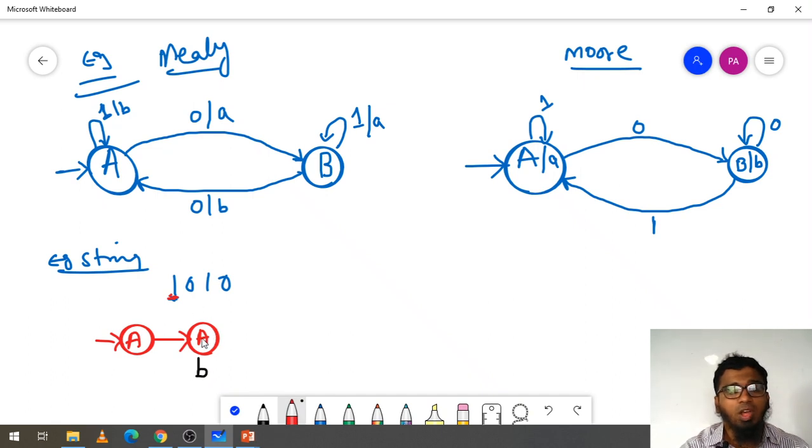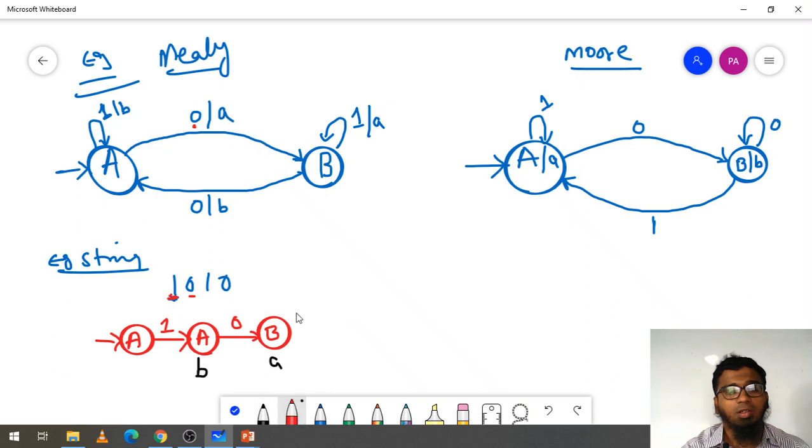Next, when A on 0, where is it going? It is going to B. Sorry, here we need to write: A on 1 is going to A, A on 0 is going to B. When it is going to B on 0, what is the output? Output is A.